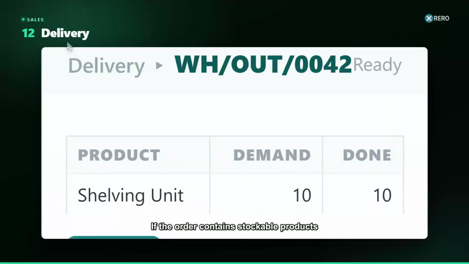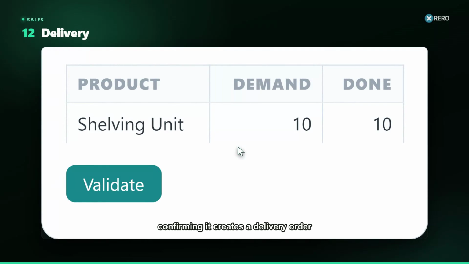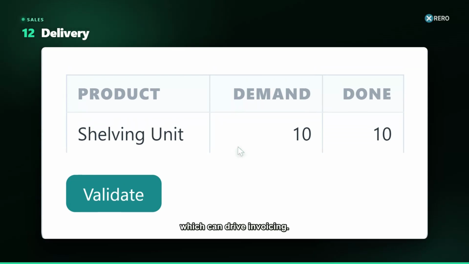If the order contains stockable products, confirming it creates a delivery order in inventory. Your warehouse picks and ships the goods and validates it. The sales order then knows what's been delivered, which can drive invoicing.